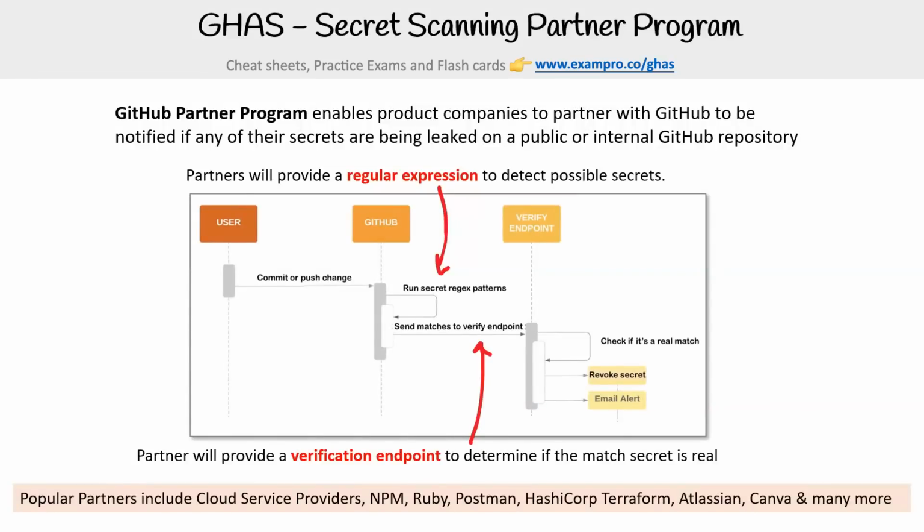GHAS Secret Scanning Partner Program. Now, there are partner programs available from GitHub, which is essentially an integration that GitHub has with other product companies to be able to notify you of any of their secrets being leaked on a public or an internal GitHub repository. Now, the partner will provide a regular expression to detect a possible secret. For example, there is association with HashiCorp Terraform, AWS, NPM packages, Ruby, Amazon, Azure, and Google Cloud.